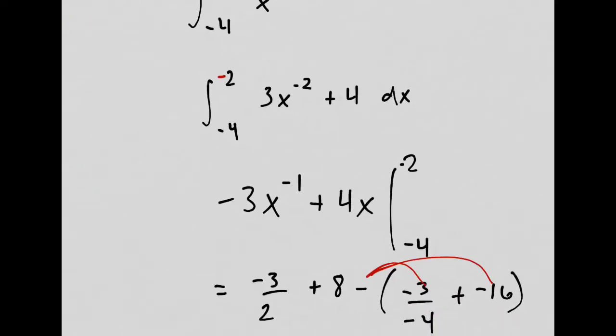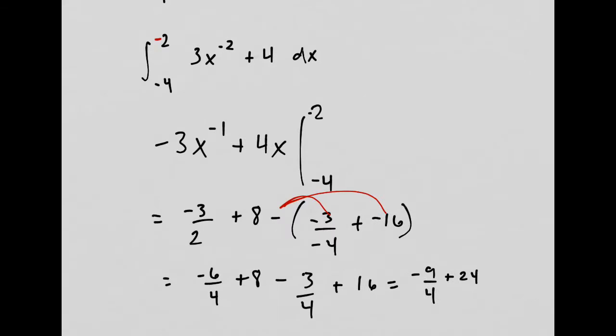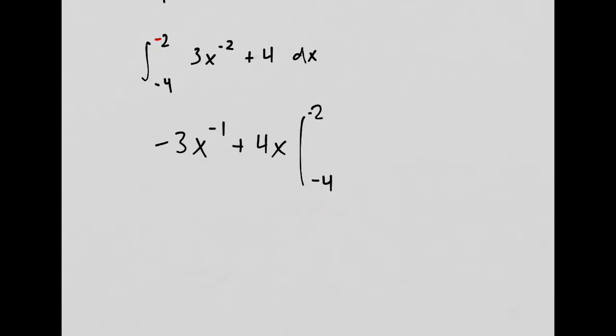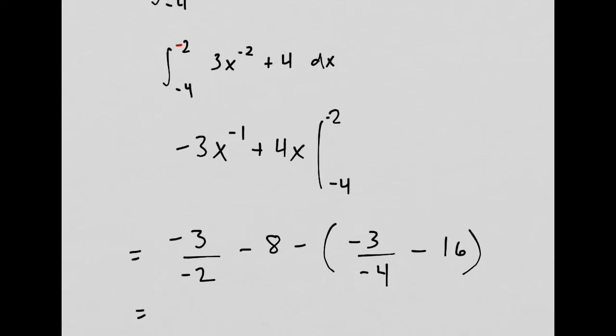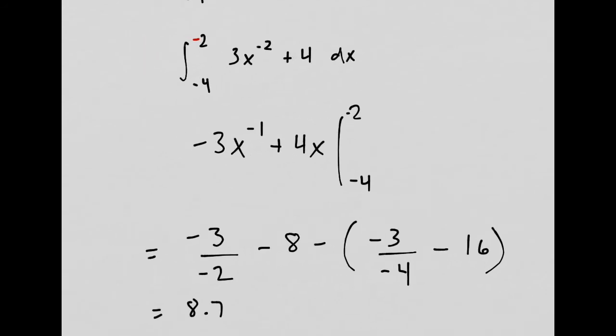So the antiderivative is fine. Now, just this part. That would be negative 3 over negative 2 minus 8, minus, plugging in the negative 4, negative 3 over negative 4 minus 16. So that should be different. That turns out to be 35 over 4, which is 8.75 if you're using a calculator. Okay, that's better. I'm going to do another example in a different video.